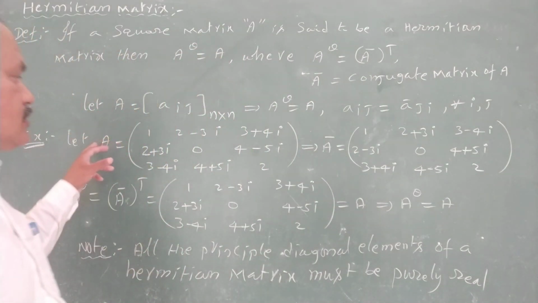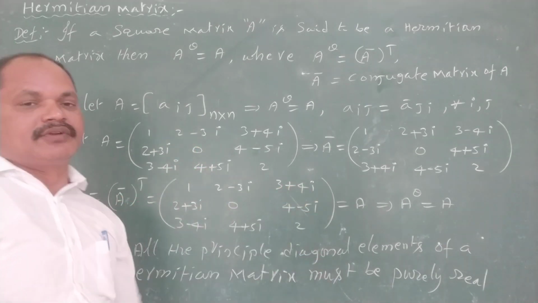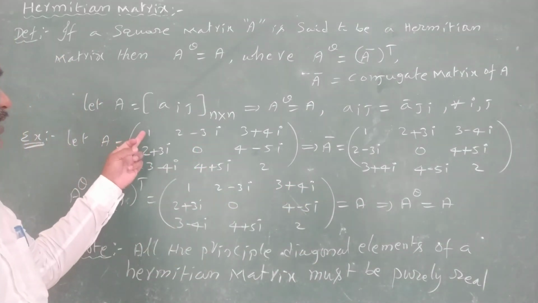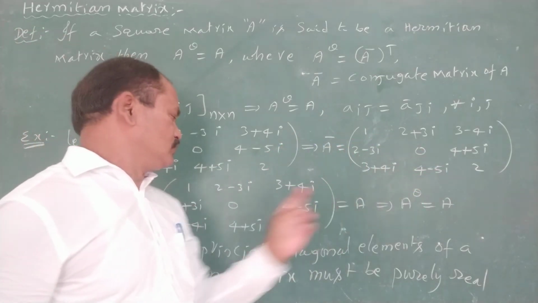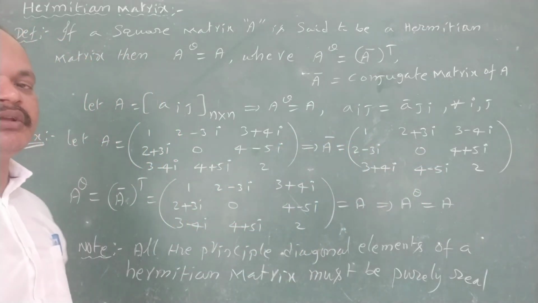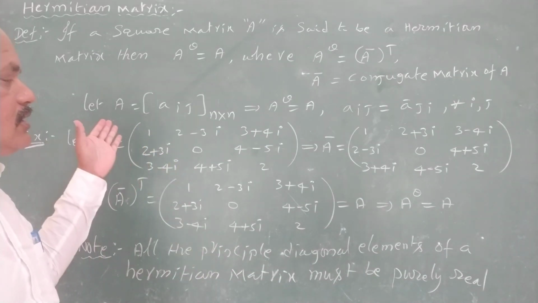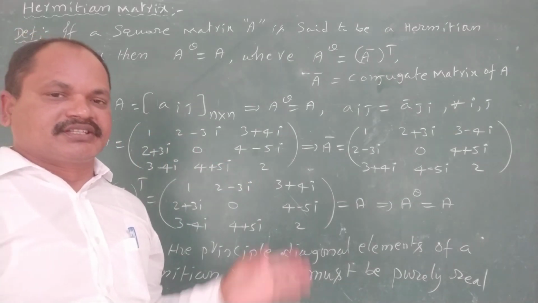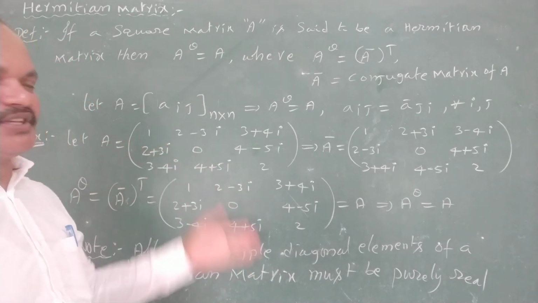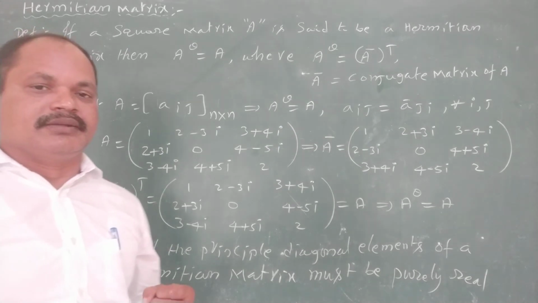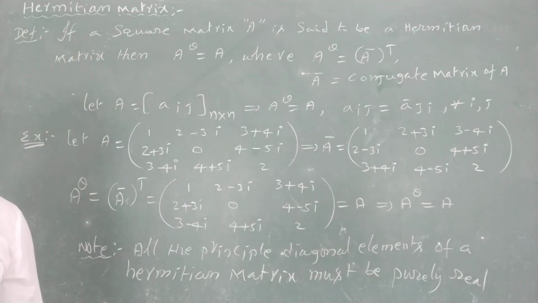Observe. So this is a Hermitian matrix since A power theta is equal to A. Observe the principal diagonal elements: 1, 0, 2. These are all purely real numbers. This is one of the representations in a Hermitian matrix: definitely the principal diagonal elements are purely real. Okay, that's all.